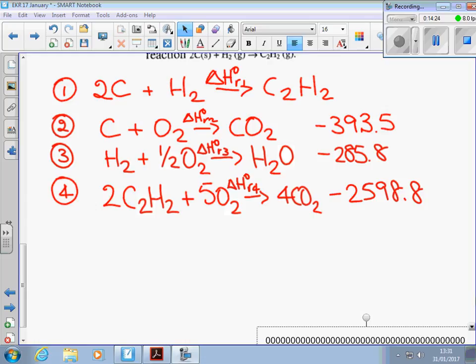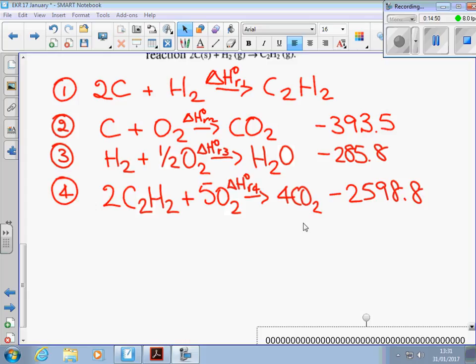But equation 4, we've got the C2H2 on the left, and we want it to be on the right. We've also got 2 of them. So it's looking as though we double equation 2, leave equation 3, and flip and halve equation 4. Does that tie up with everybody? Yes? Okay, so we're in with a chance on that one.